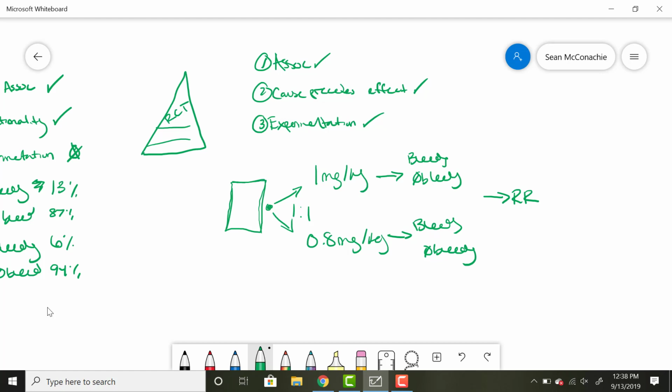So this kind of wraps up how study designs can be used in different ways and the criteria that we can infer from them when making causal assessments.